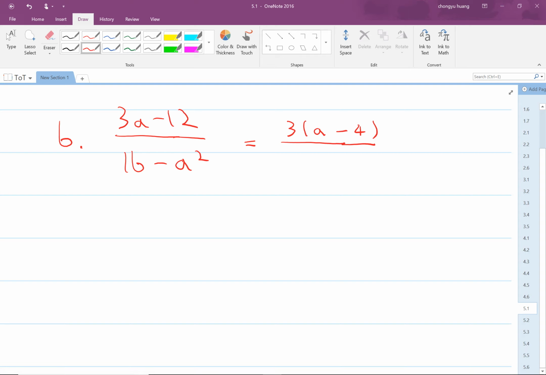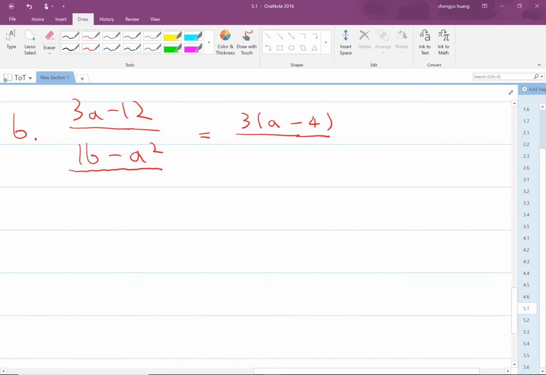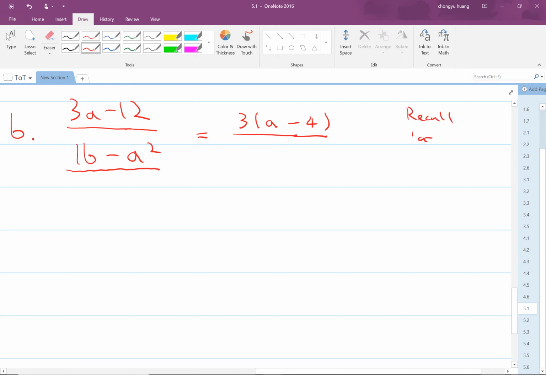Let's take a look at the denominator. We've talked about this property many times. Recall the property: a plus b times a minus b is equal to a squared minus b squared. So the denominator is exactly where we have to use the property to factor it. So we have 4 plus a and then 4 minus a.